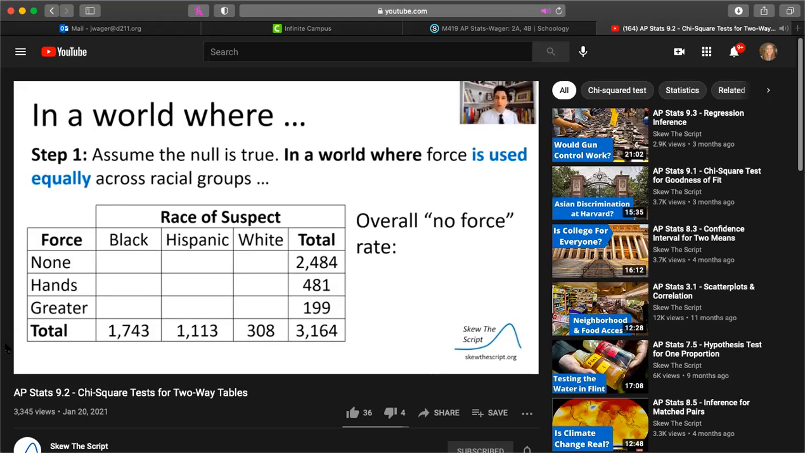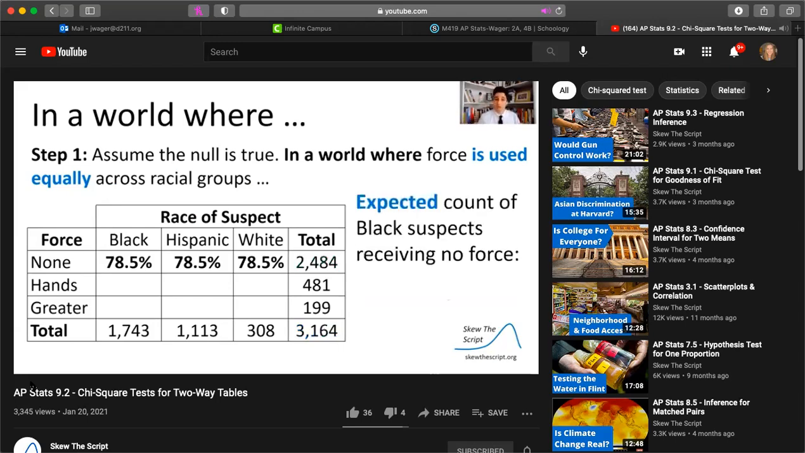The overall no-force rate of the whole table is simply the total amount of suspects across all groups where no force was used, 2,484, divided by the total of the whole table, 3,004. That's a rate of 78.5%. So if we're assuming the null, in a world where levels of force are used equally across all racial groups, we should see in our data that about 78.5% of suspects from each racial group received no force.